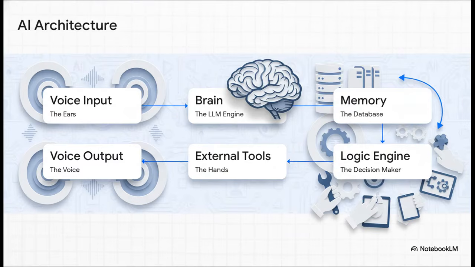Think about it like a human body, right? You've got the voice input. Those are the ears that listen to what you say. Then you have the brain, which is a large language model, or LLM. That's the part that understands and thinks. You need memory, a database to remember things. A logic engine acts as the decision maker. Then you have external tools, which are like the hands that can actually do things on your computer. And finally, the voice output, so it can talk back to you.